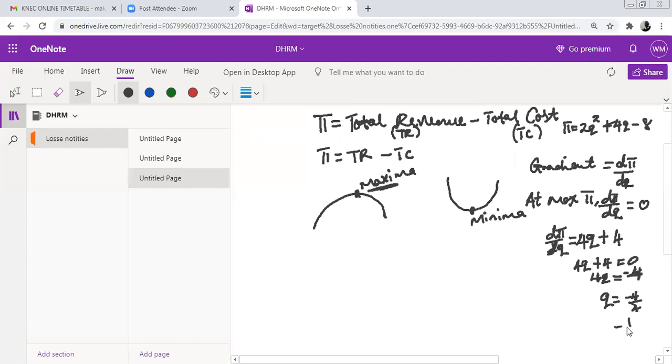Teacher, can you write a little bit bigger? I can't even see. Okay, I can't see at all. Okay, fine.